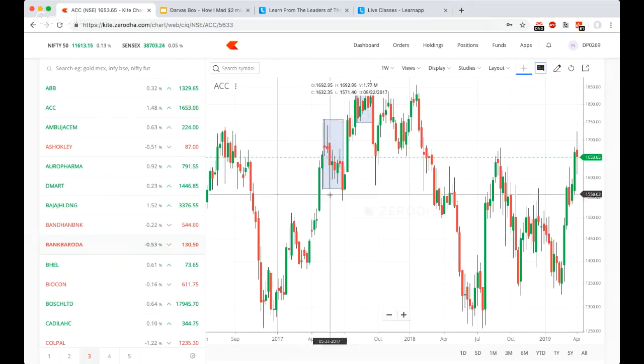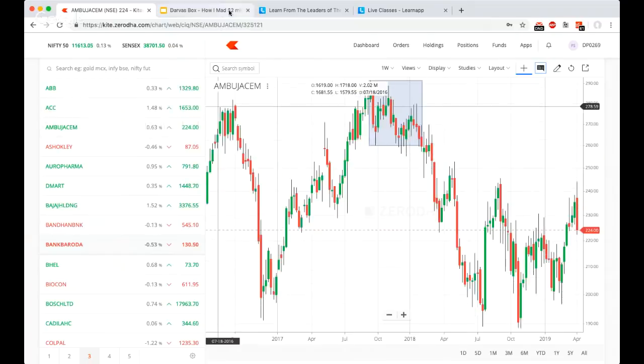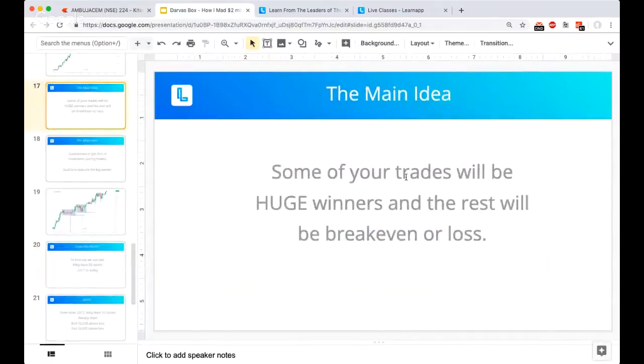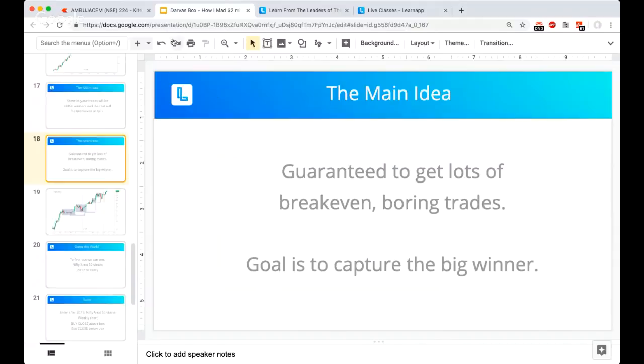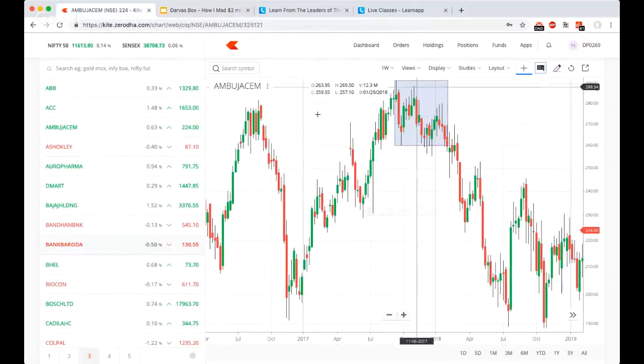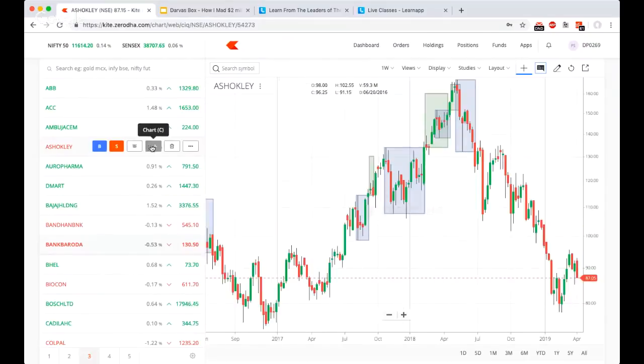Okay, here we have a box. This bar sort of closed above the box, and this bar closed below. So that's your exit. ACC is a loss trade. Remember, with this strategy, you will see that most of your trades will be break even, but some of them will be big winners. So let's see if that's true. Ambuja Cement is another example. We didn't close above it.